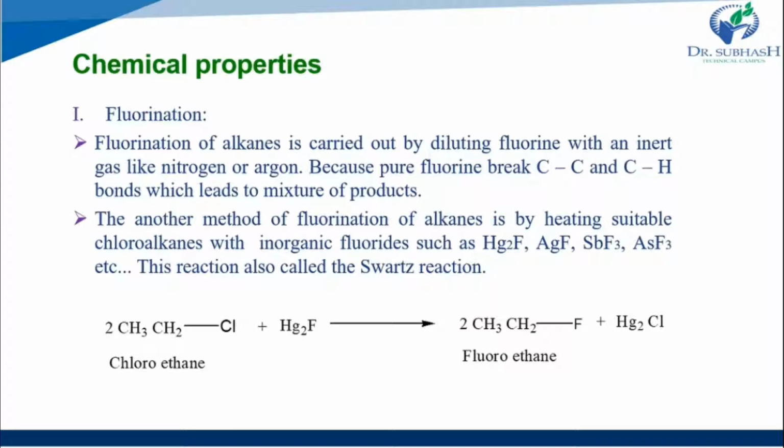Another method of fluorination of alkane is by heating a suitable chloroalkane with an inorganic fluoride such as Hg2F2, AgF, SbF3, and so on. This reaction is also called the Swarts reaction. In this reaction, first we take the chloroalkane and react it with Hg2F2. Chlorine and fluorine atoms are replaced with each other, so the fluorine atom attaches with the ethane making fluoroethane, and the Cl atom attaches with the Hg2, so that is removed.